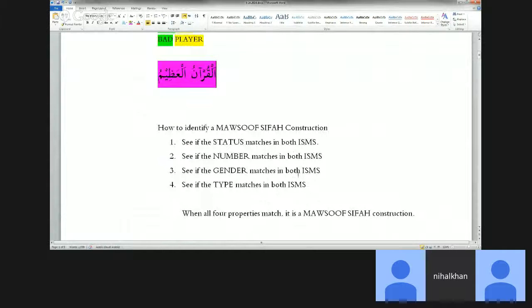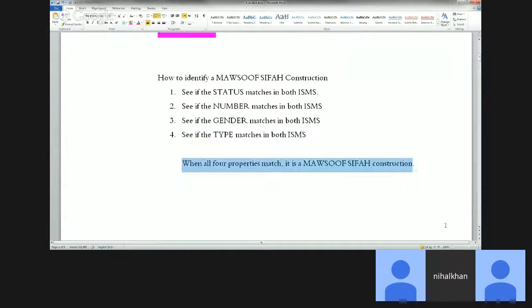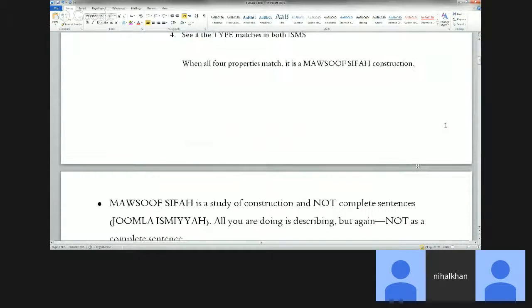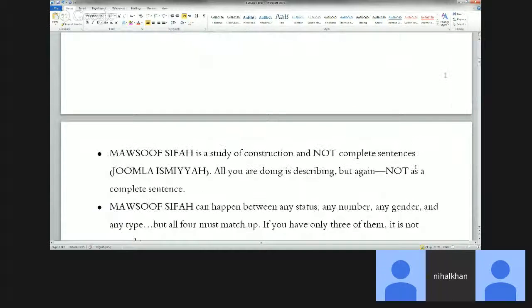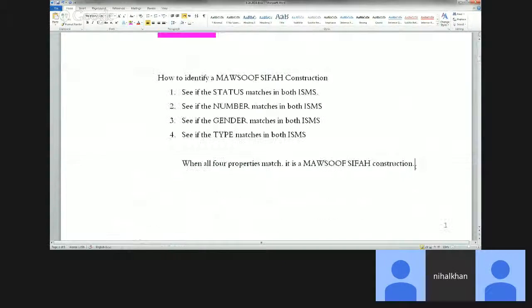Now, how do you identify a mawsuf sifa construction? Number 1, see if the status matches in both isms, which we did. Is it rafa, is it nasab, or is it jar in both? If it is, then move on to the next. If the number matches in both isms, good. If the gender matches in both isms, move on to the next. If the type matches in both isms, then when all 4 properties match, it is a mawsuf sifa construction.